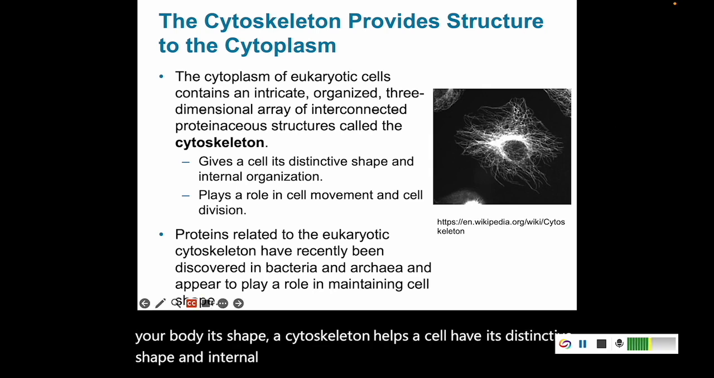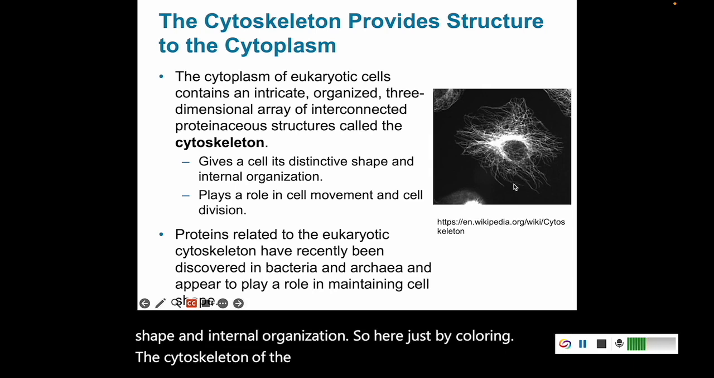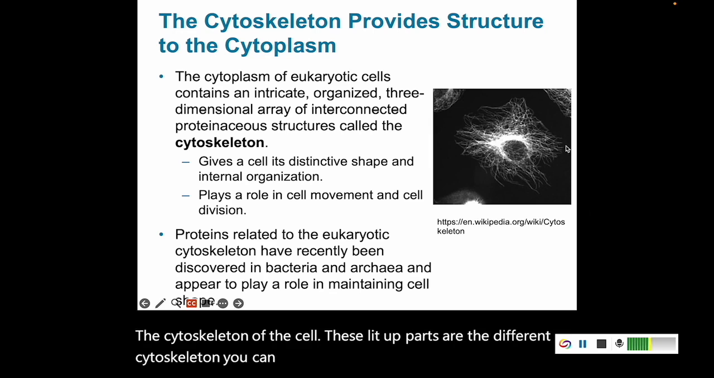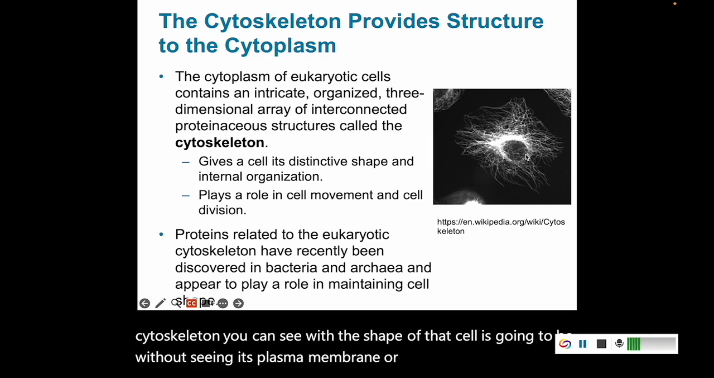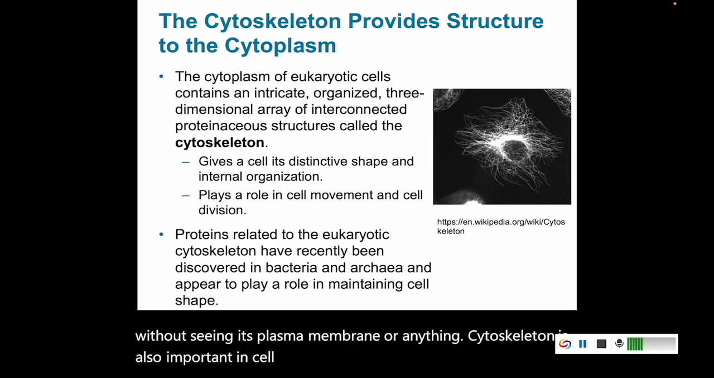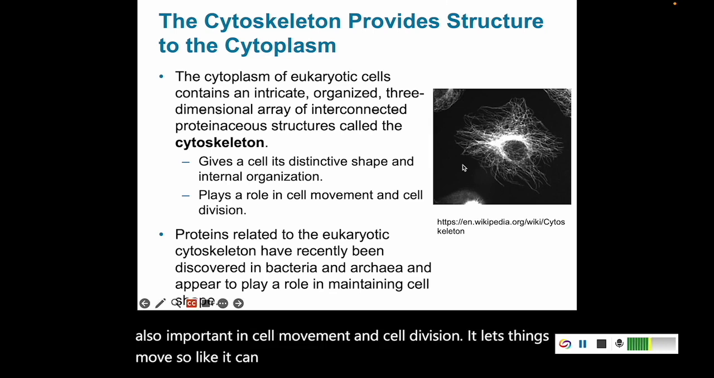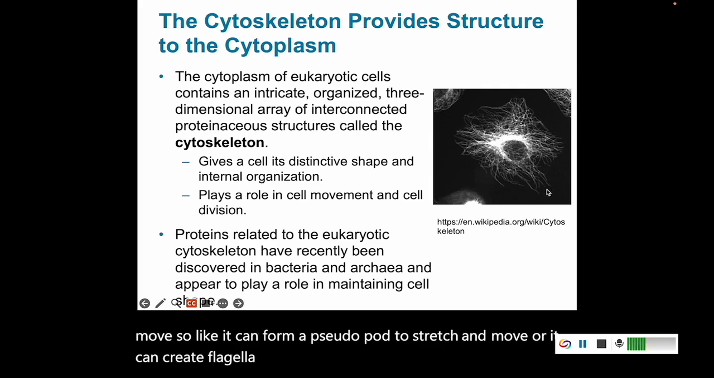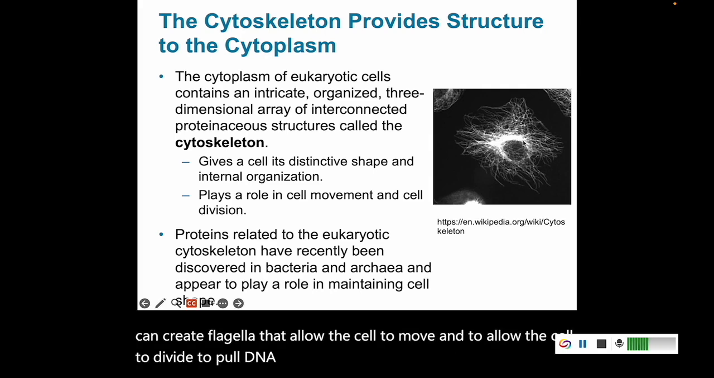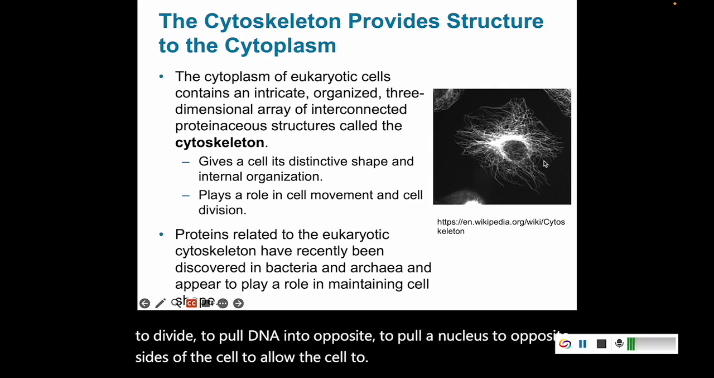So here, just by coloring the cytoskeleton of the cell, these lit up parts are the different cytoskeleton. You can see what the shape of that cell is going to be without seeing its plasma membrane or anything. Cytoskeleton is also important in cell movement and cell division. It lets things move, so it can form a pseudopod to stretch and move, or it can create flagella that allow the cell to move, and to allow the cell to divide, to pull the nucleus to opposite sides of the cell, to allow the cell to divide in half.